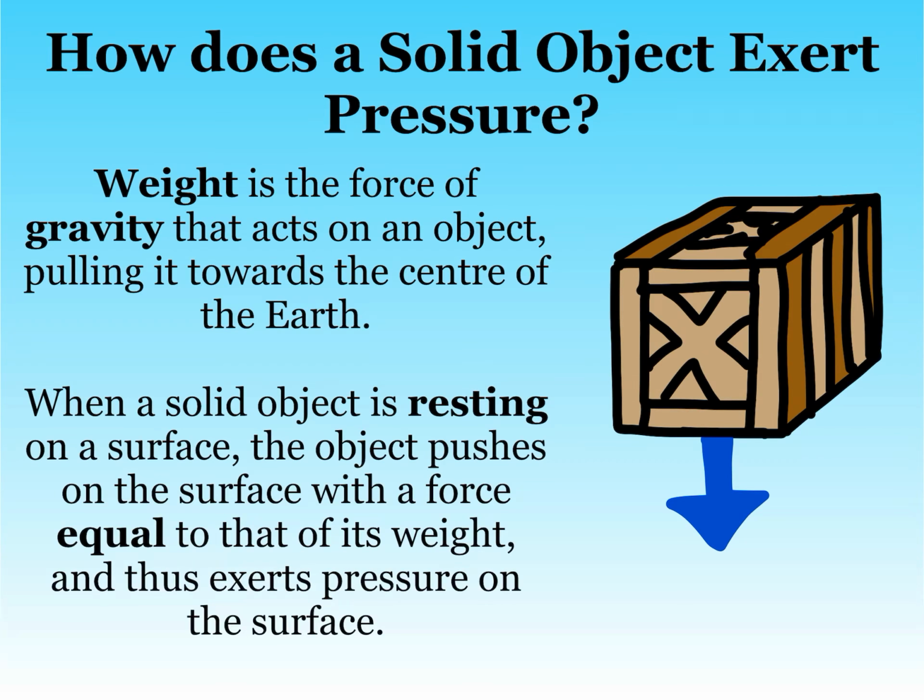But how does a solid object exert pressure anyway? Well, weight is a force of gravity that acts on an object, pulling it towards the center of the earth. When a solid object is resting on a surface, the object pushes on the surface with a force equal to that of its weight, and thus exerts pressure on the surface.